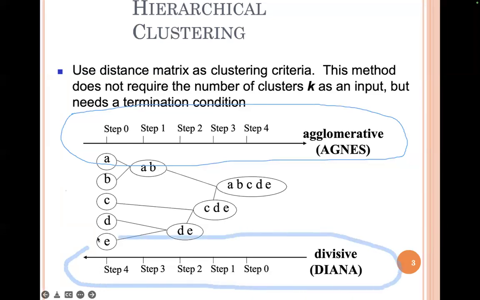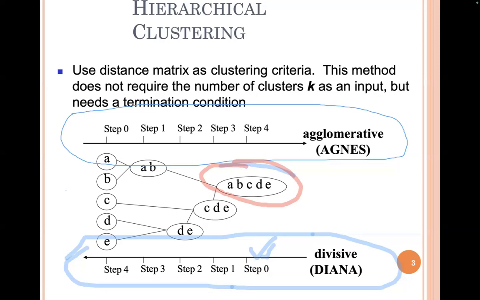This one is the divisive one, right? This is step 0, and in step 0, just let me choose a different color. In step 0, we have all the data points inside one cluster. In divisive clustering, A B C D, every data point we are considering, we are keeping in one cluster. Then gradually we break or separate those data points from one cluster to two clusters, meaning we are dividing the clusters, right?